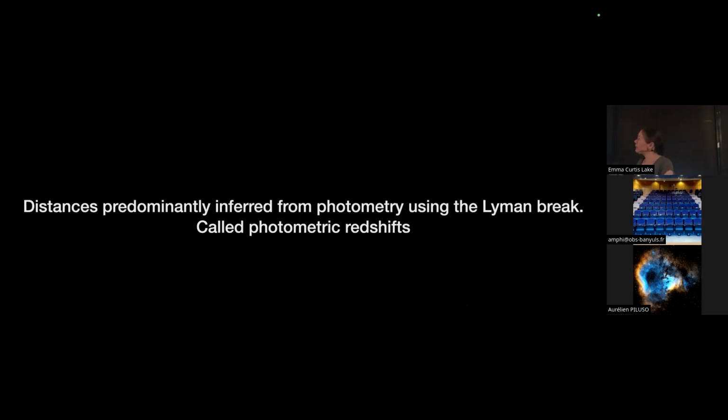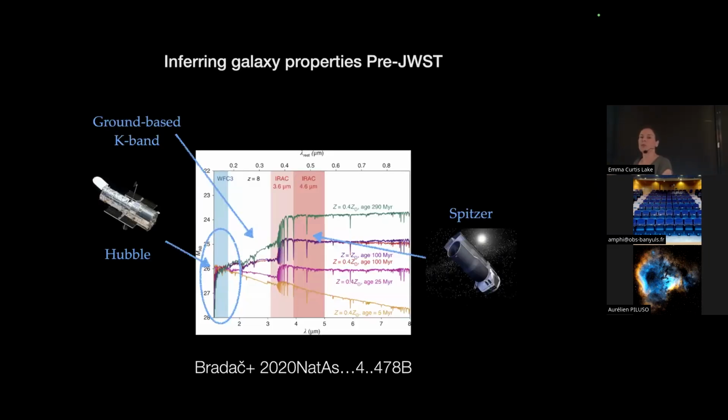So we mostly had distances inferred from photometry using the Lyman break. They're called photometric redshifts. And then if we wanted to infer any other properties, for high redshift galaxies, Hubble would be probing the rest frame ultraviolet. Our access to the rest frame optical, which we need to tell us anything about the past of these galaxies, was given to us by the Spitzer Space Telescope, which was a pretty small space telescope. And it was the only thing that we had.